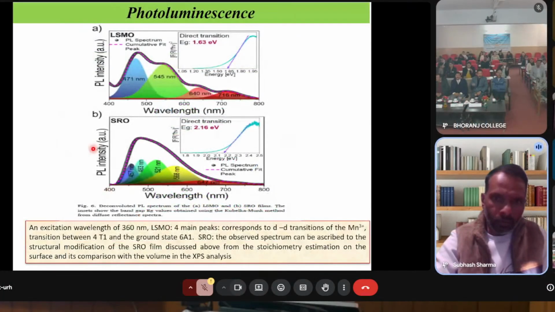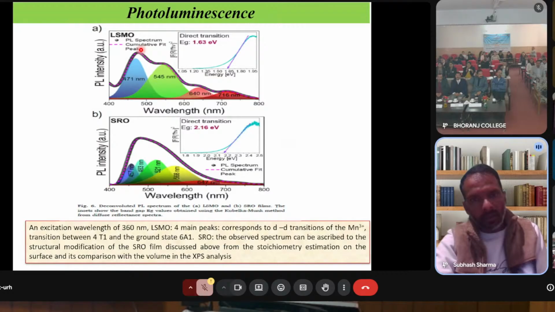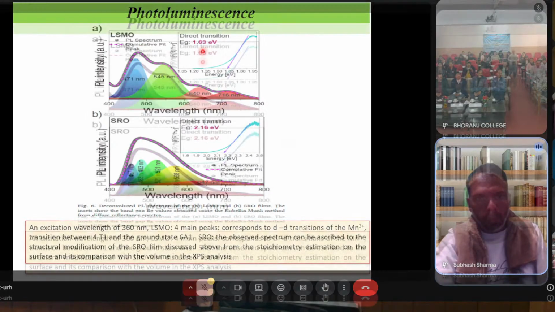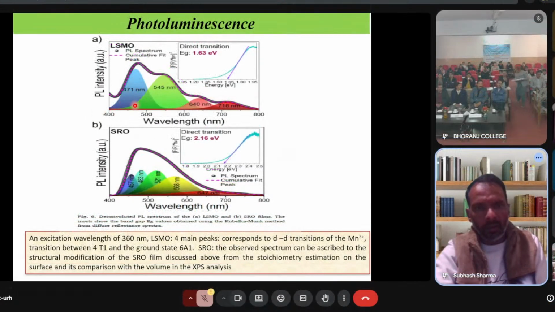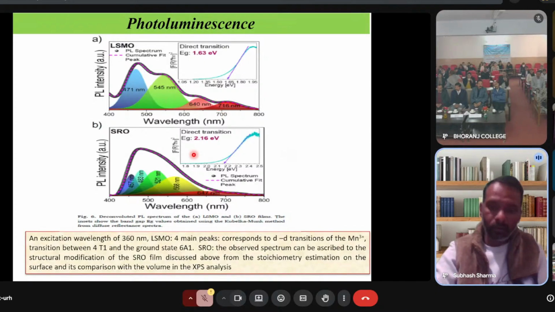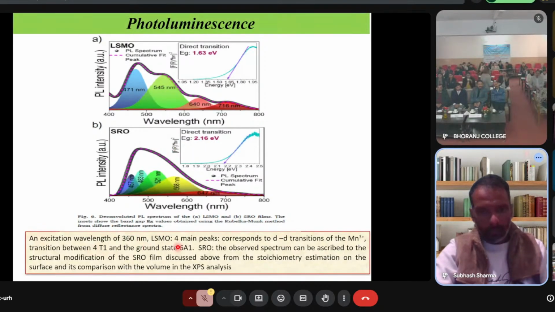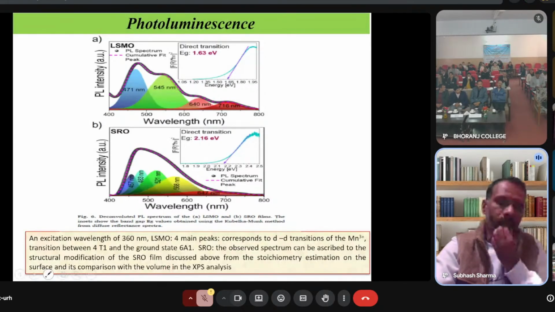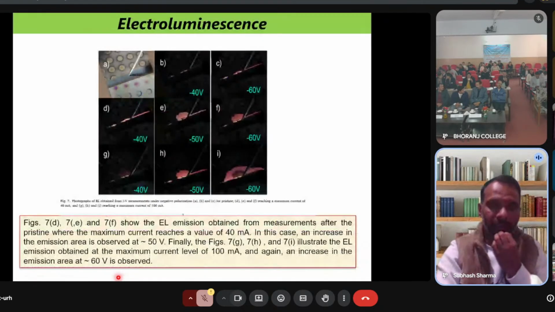Then we carried out photoluminescence. We excite LSMO with some wavelength, and then we have a contribution from the visible, this blue and this color, and red color, and the same for SRO. And we conclude that this response can be ascribed or attributed to the structural modification of SRO and stoichiometric estimation on the surface, and comparison with the volume in XPS analysis.